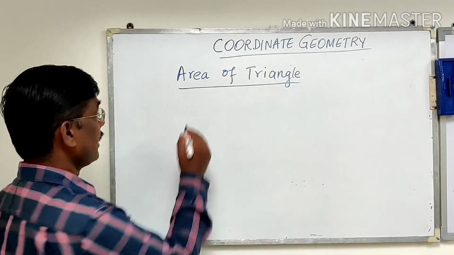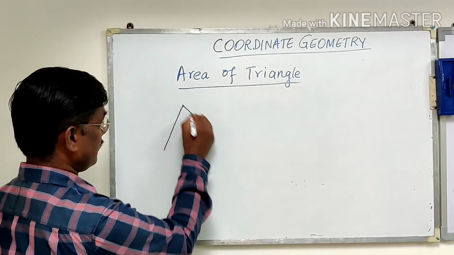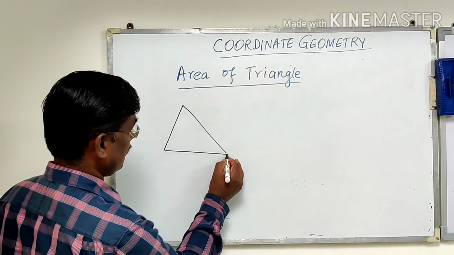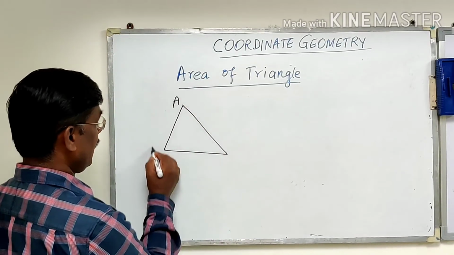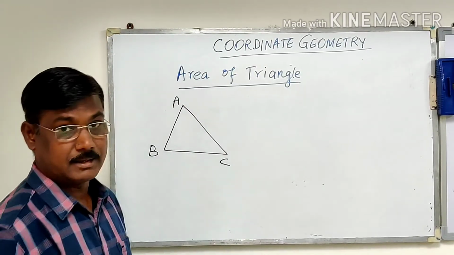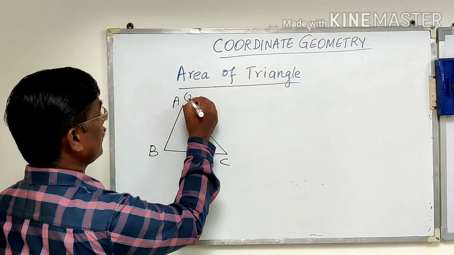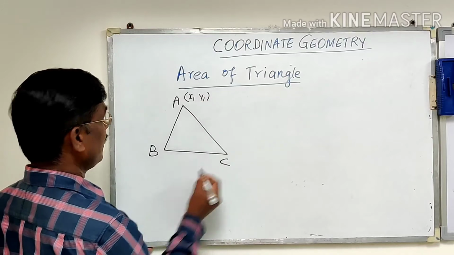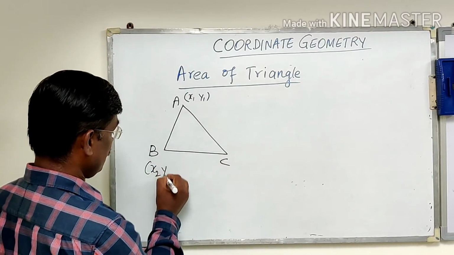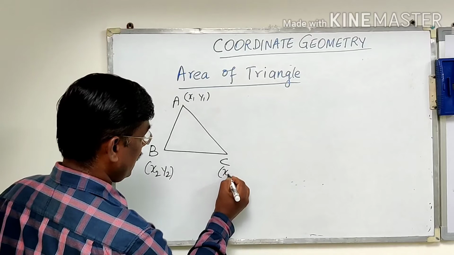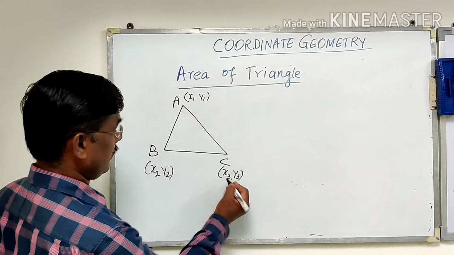Let us take a triangle. This is a triangle A, B, C, and the coordinates are x1, y1, x2, y2, x3, y3.